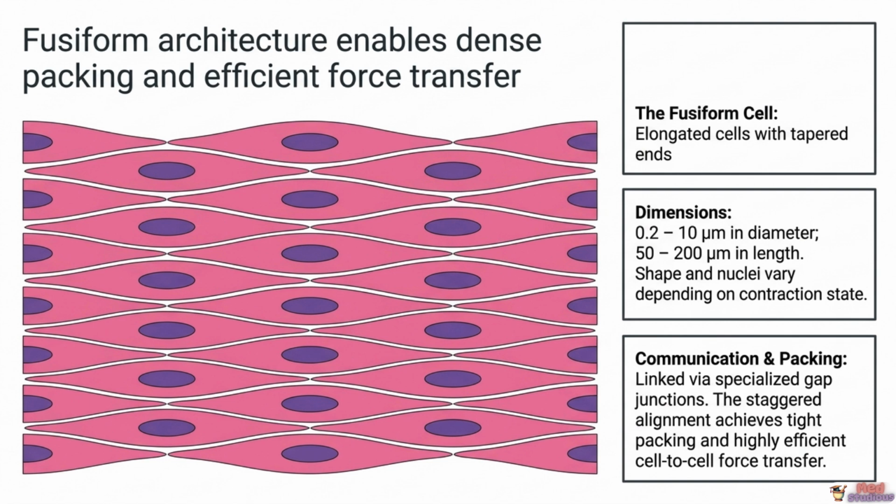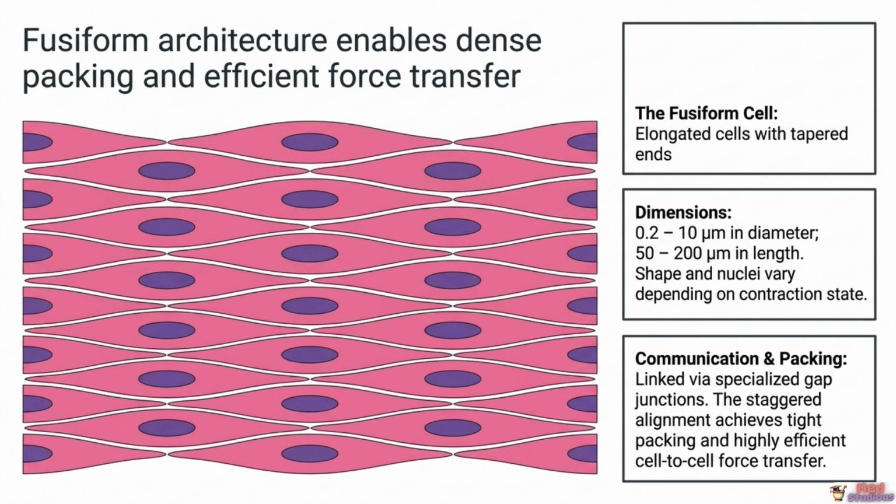The cells are arranged in a staggered alignment, where the thick central portion of one cell nestles against the thin, tapered ends of its neighbors. Furthermore, these cells are linked directly to one another via specialized gap junctions. These gap junctions allow for rapid chemical and electrical communication.